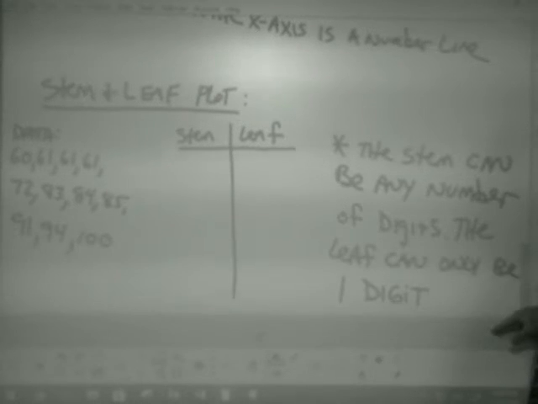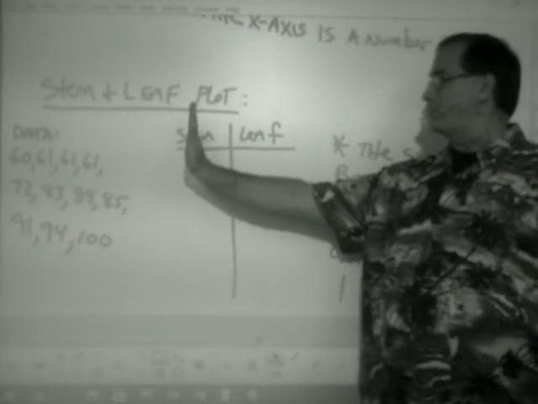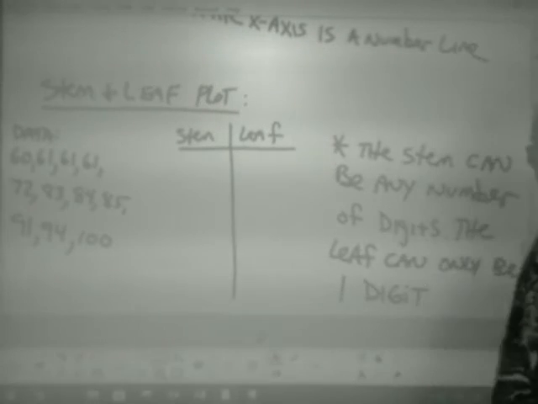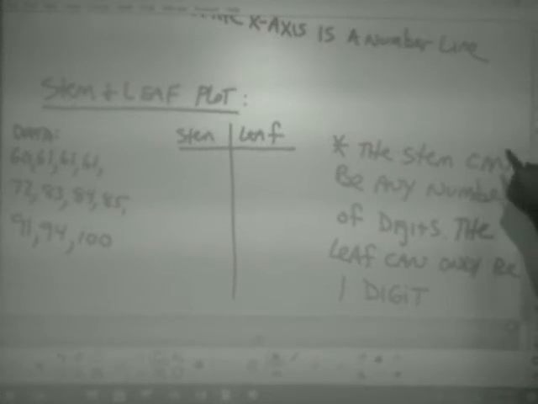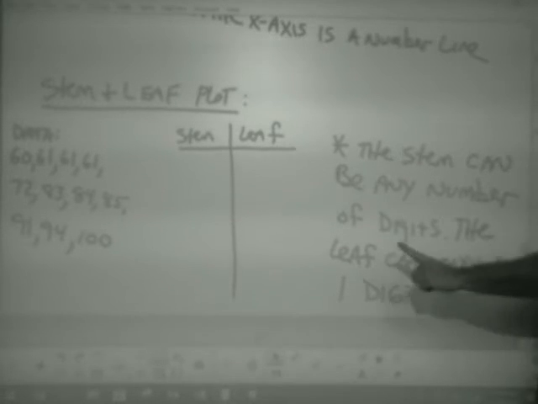Next type of graph is a stem and leaf plot, which I don't think you guys have drawn yet. So a stem and leaf plot is as follows. We set up a vertical line, and the stems of our numbers go on the left, the leaves go on the right, and what you have to keep in mind is the stem can be any number of digits, but the leaf can only be one digit.